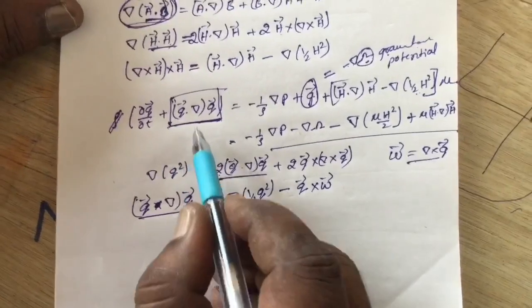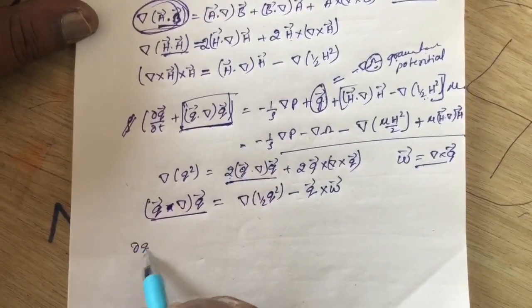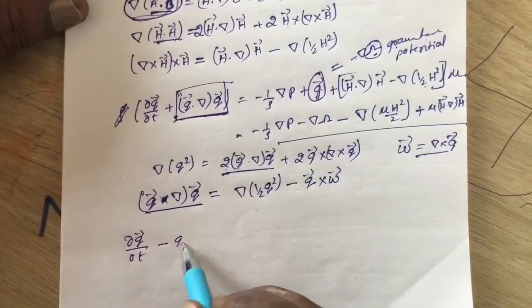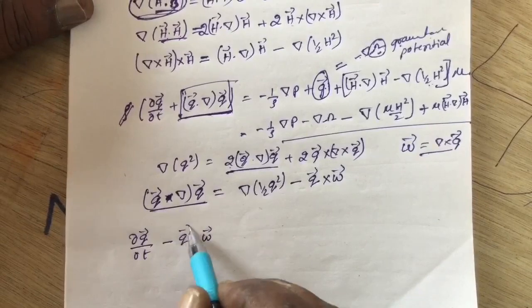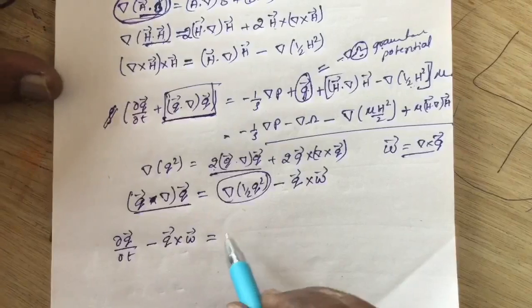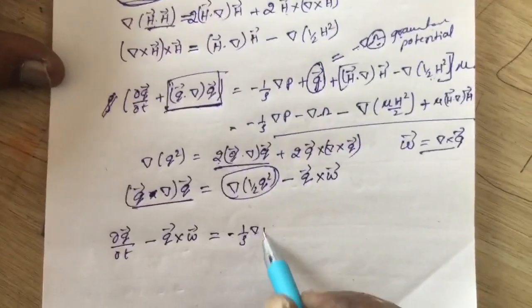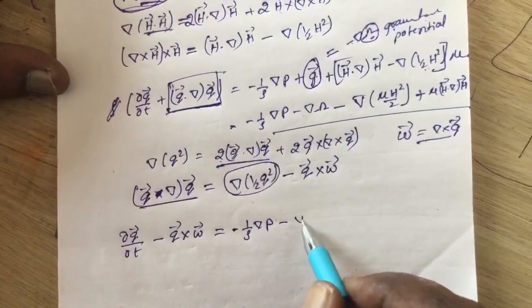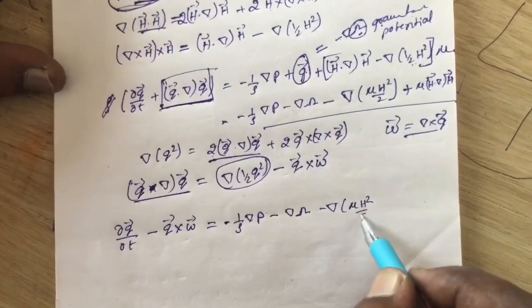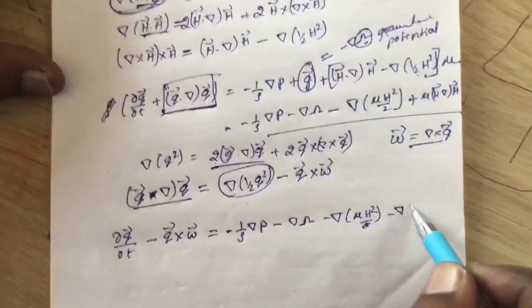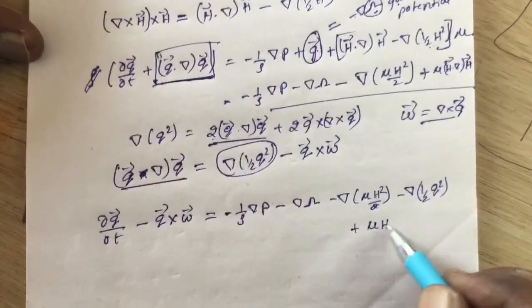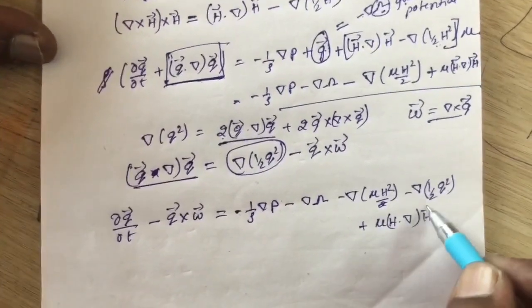So by substituting this here, you are going to get del q by del t minus q cross omega is equal to, I am going to take this term to the right hand side, that's why it will become minus 1 by rho into gradient of p minus gradient of omega minus gradient of mu h square divided by 2 minus gradient of 1 by 2 q square, okay, plus the remaining term mu into h dot del of h. Is it?